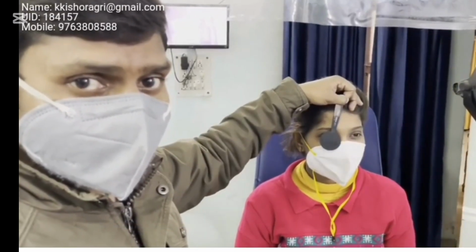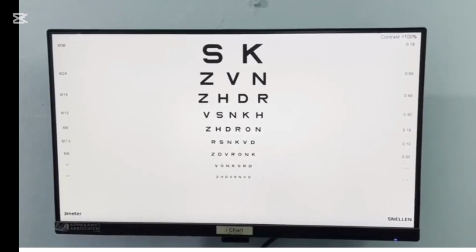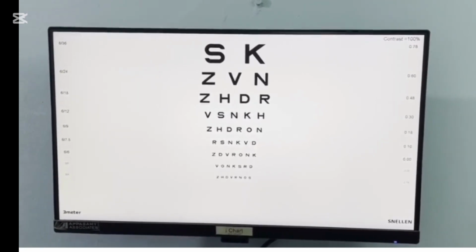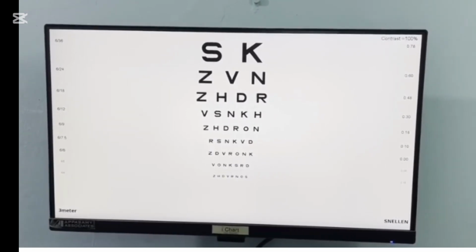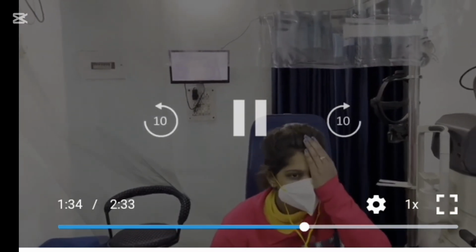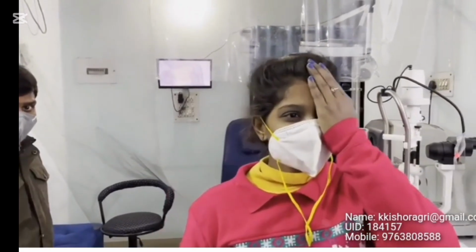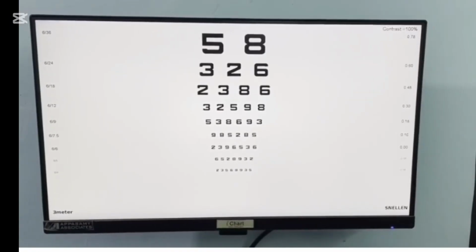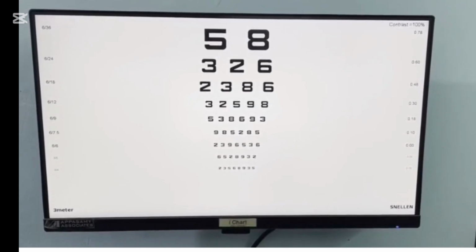Similarly, depending upon the smallest line which the patient can read from the distance of 6 meters, his vision is recorded as 6 by 9, 6 by 12, 6 by 18, 6 by 24, 6 by 36 and 6 by 60 respectively. If the patient cannot see the top line from 6 meters, he is asked to slowly walk towards the chart. If he can read the top line, depending upon the distance at which he can read it, his vision is recorded as 5 by 60, 4 by 60, 3 by 60, 2 by 60 and 1 by 60 respectively.